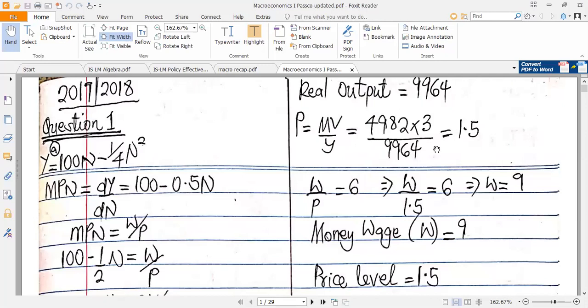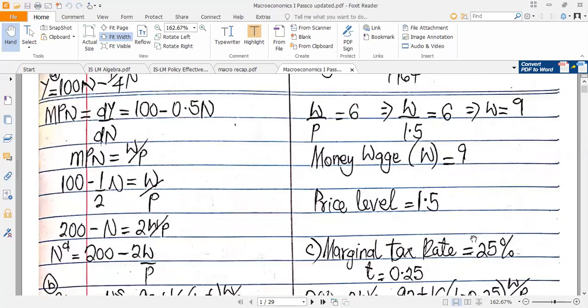Then you'll be asked to find the nominal wage or the money wage. It's either nominal or money wage. So you know that your real wage is 6. Real wage is W over P. So if you're looking for W, this should be 6 times P. Now we have our P, so your nominal wage should be 6 times 1.5. And that is giving us 9. So the money wage is 9.